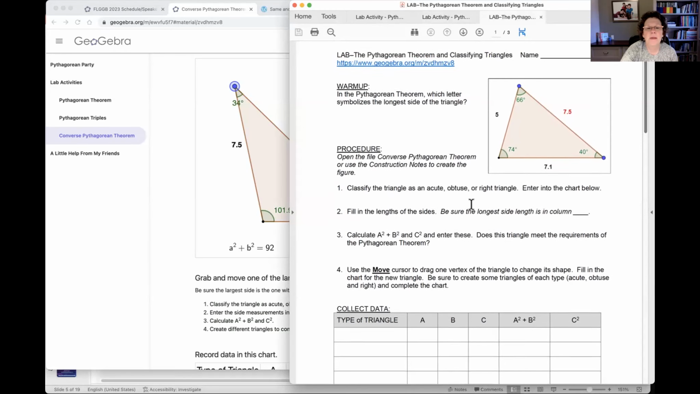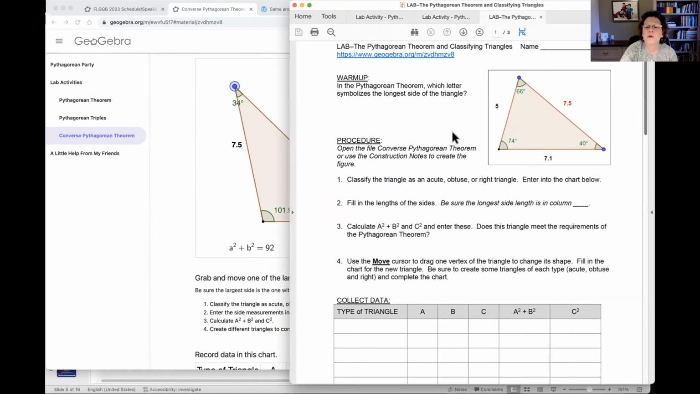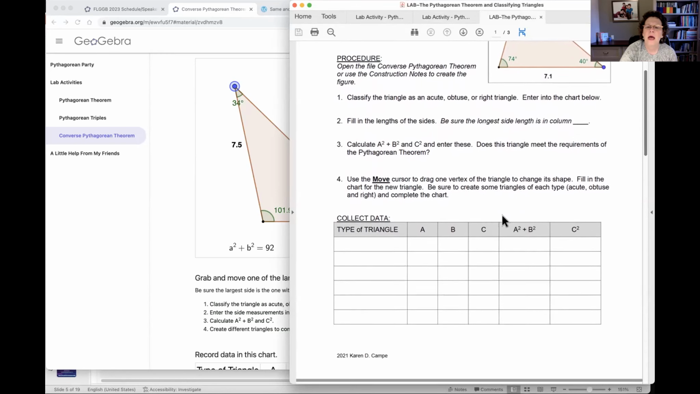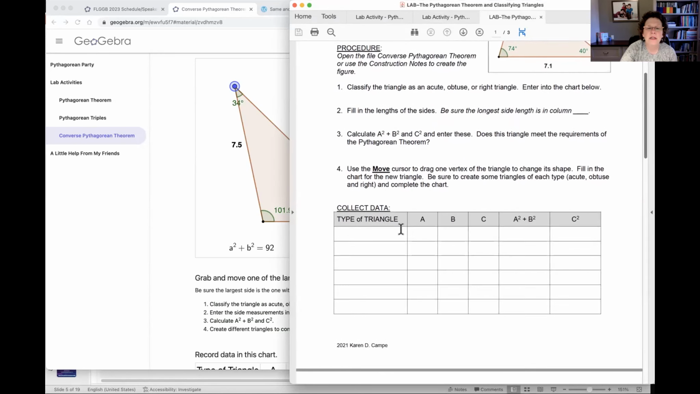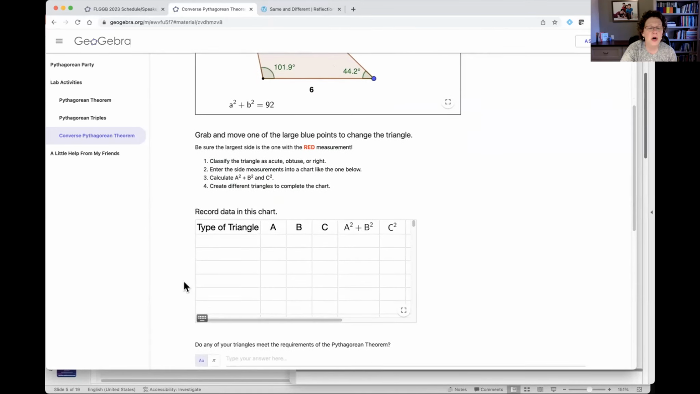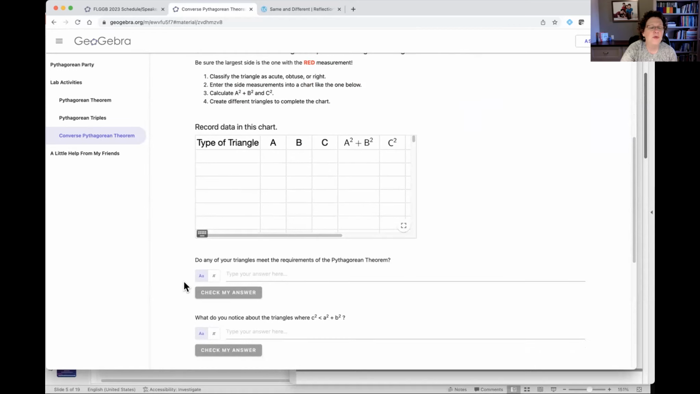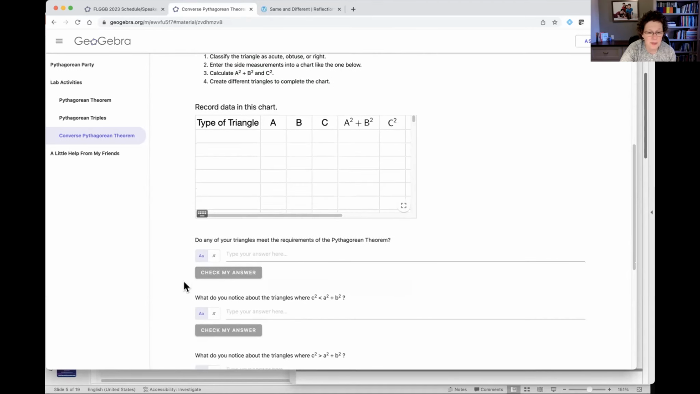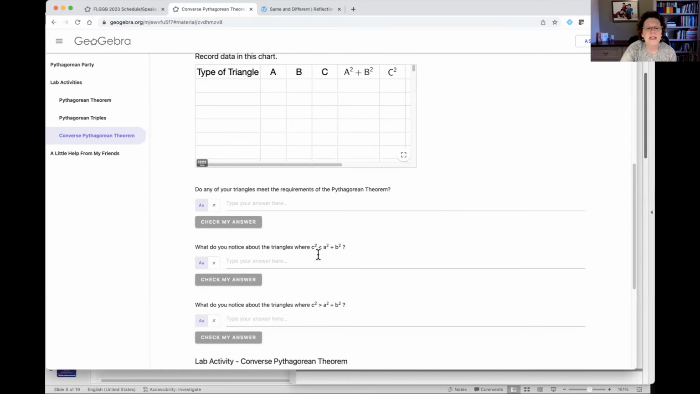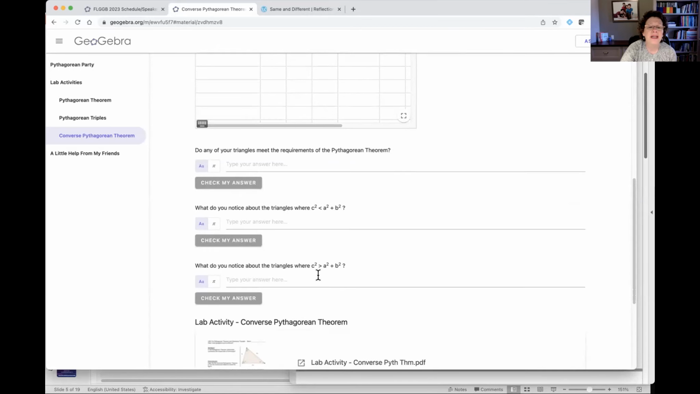So students in the lab activity, again, are being asked to move things. What do you notice to begin with? Fill in the lengths of the sides, calculate these, and collect data to create several kinds of triangles. Again, a chart to record the data. Do any of your triangles meet the requirements of the Pythagorean theorem? And then what do you notice when c squared is less than a squared plus b squared and c squared is greater than a squared plus b squared?